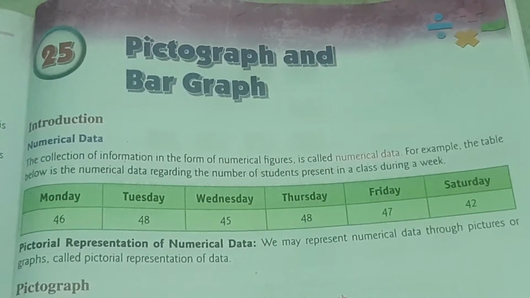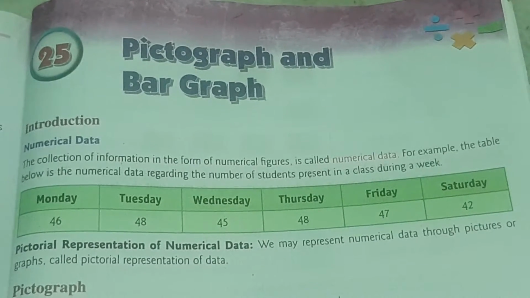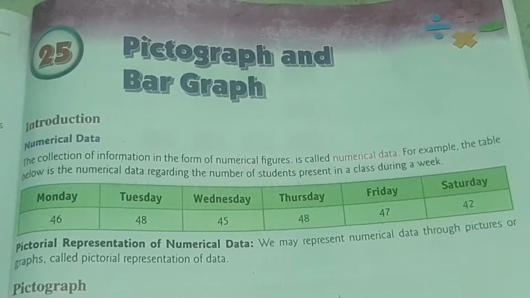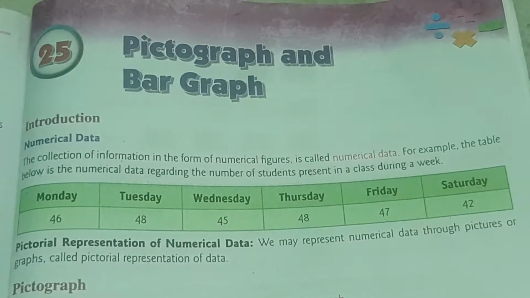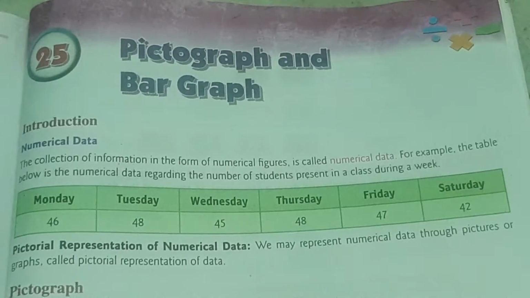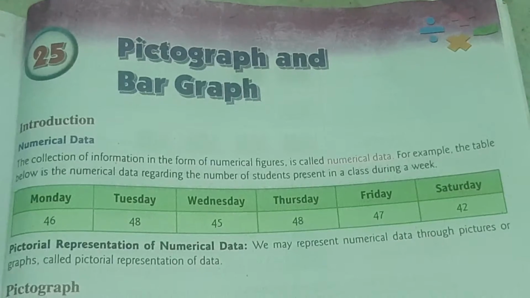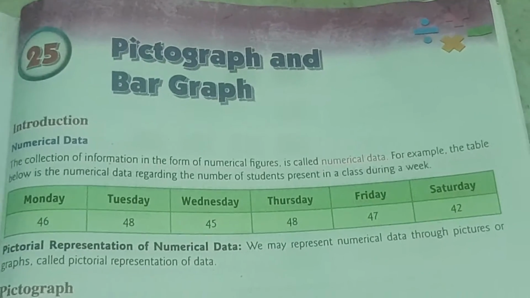So we may represent numerical data through pictures or graphs, called pictorial representation of data. Now, what is pictorial representation? This numerical data, that is the number form given here, like 46, 48, 45, when we represent this with the help of figures, then this is called a pictograph. Okay.